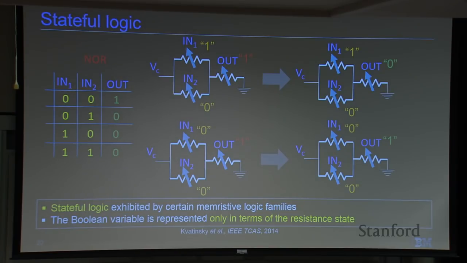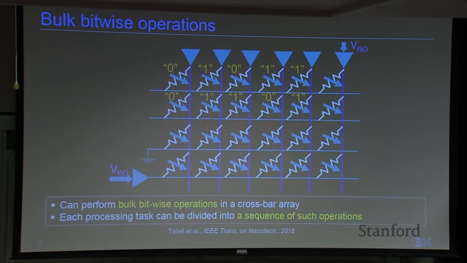This is a very simple thing, so how can we scale it up? The idea is, of course, that you can now perform bulk bitwise operations. You can port the whole idea into a large array where you don't perform this operation at a single device level, but you can operate across a whole row of devices. Here, for example, you have this row of devices indicating this vector here, and there's an adjacent row here, and you would like to perform a NOR operation and store it here.